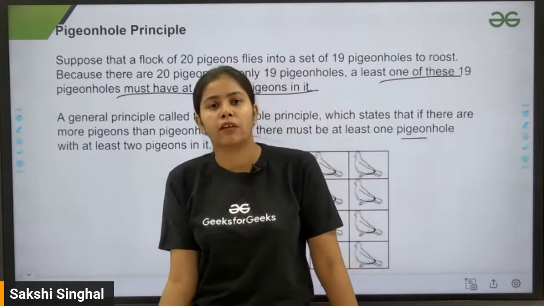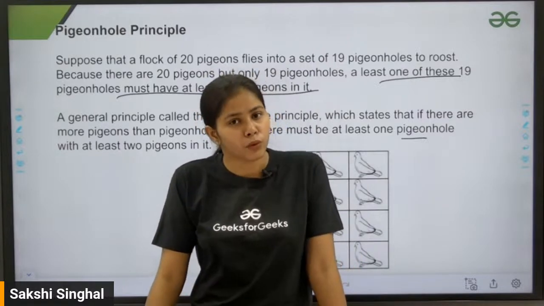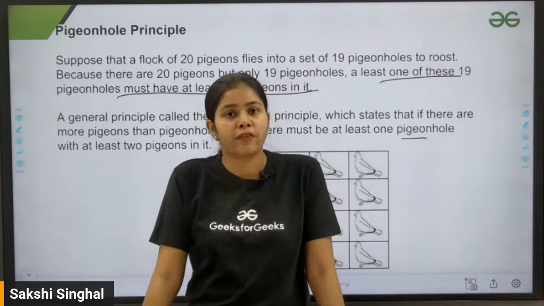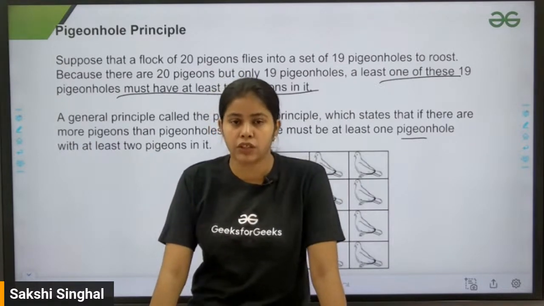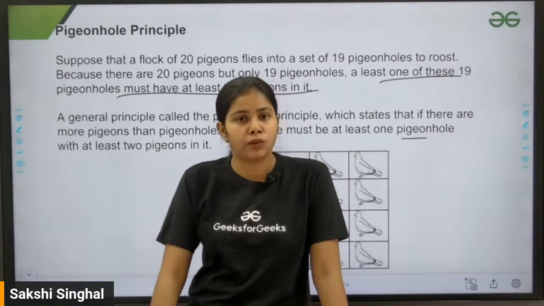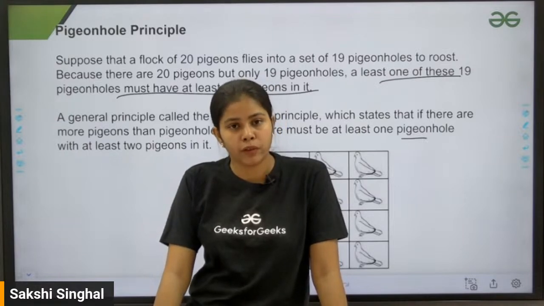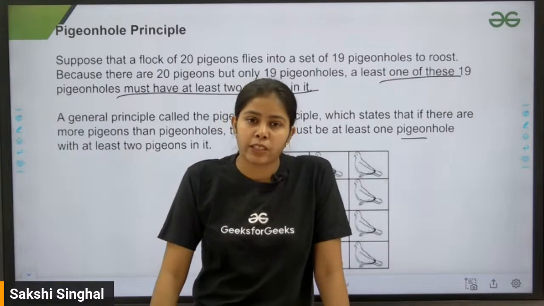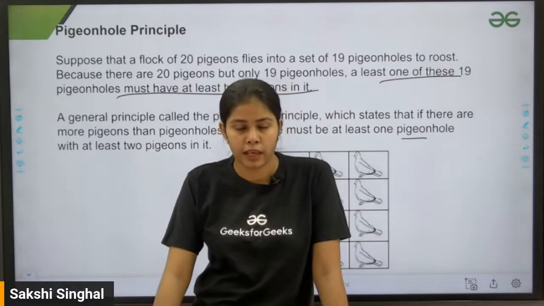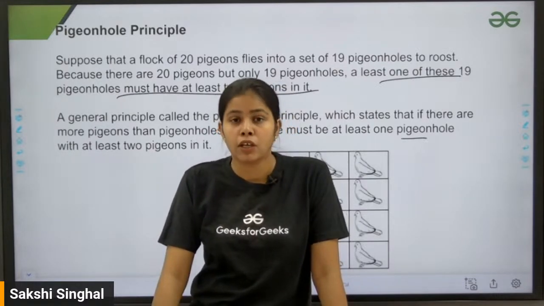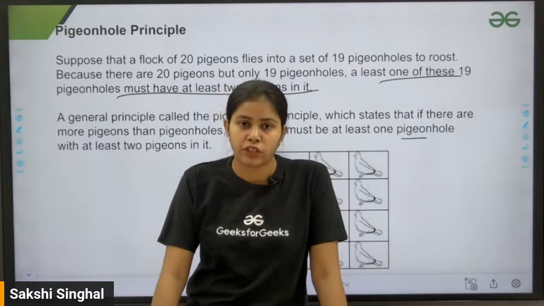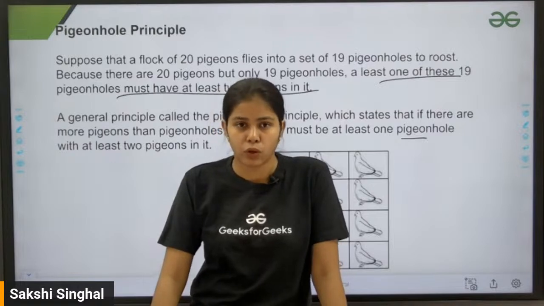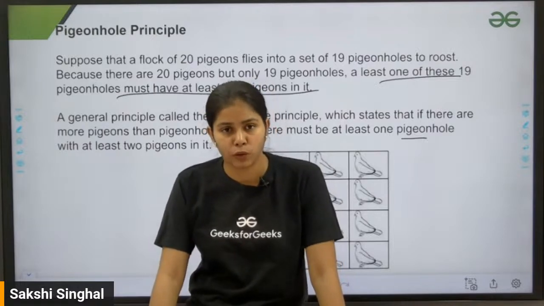Let's say you have five chocolates and you have to give them to four children. Let's take a simple case. If you have to provide five chocolates to four children, then you will give one to each of them, and you are left with one remaining. You can give this one to any of the children, right? So at least one of the children has more than one chocolate, at least two chocolates. That is what the pigeonhole principle says.